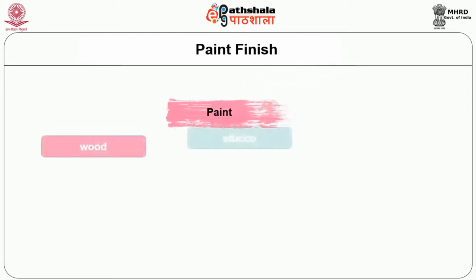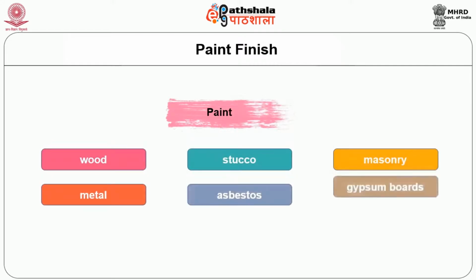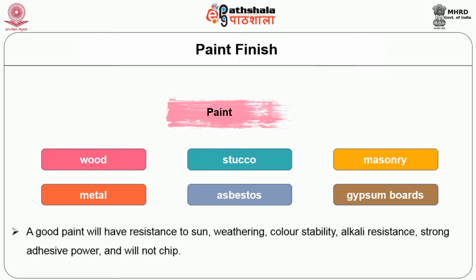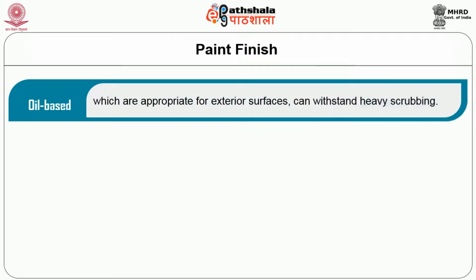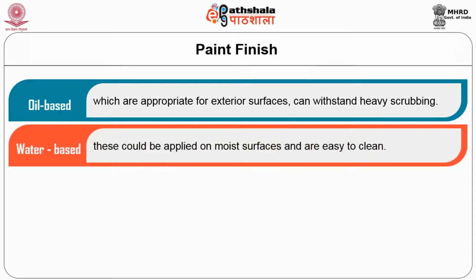Paint. Paint is applicable on wood, stucco, masonry, metal, asbestos and gypsum boards. A good paint will have resistance to sun, weathering, color stability, alkali resistance, strong adhesive power and will not chip. Paints are available as oil based, which are appropriate for exterior surfaces and can withstand heavy scrubbing. Water based could be applied on moist surfaces and are easy to clean.